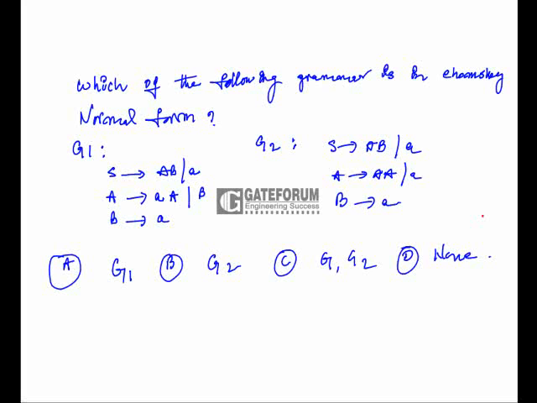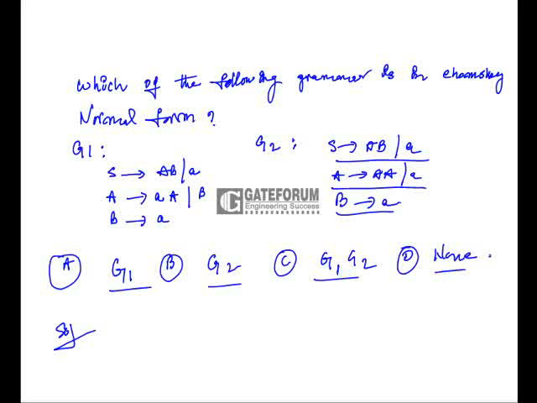Following grammar is in Chomsky normal form. G1 is S to AB or small a, A to small a, capital A or small b or capital B, B to small a. G2 is S to AB or small a, A to AA or small a, B to A. Options are G1, G2, G1 and G2, and none. So here Chomsky normal form means we should have two variables on the right side, two non-terminals or a single terminal symbol. Other than that, it is not allowed.